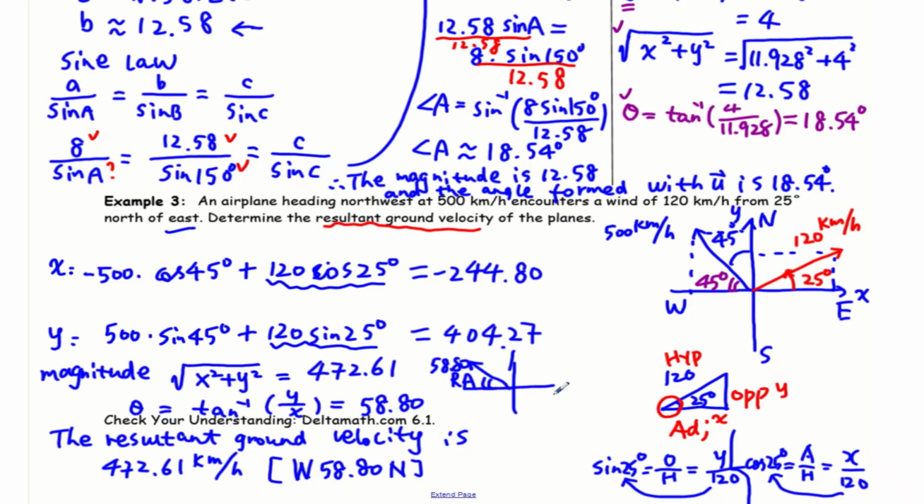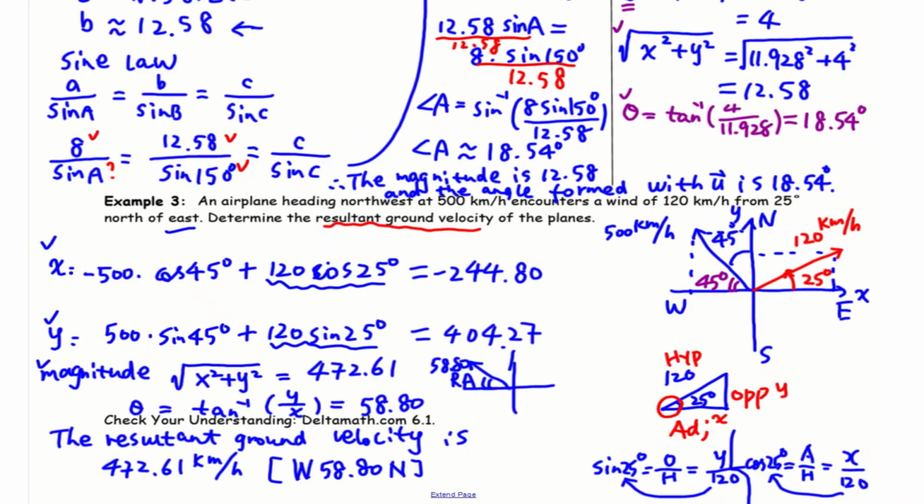So what we have done is find the x component and y component, then the hypotenuse from x squared plus y squared, square root. Then the angle is just opposite over adjacent. We find the related acute angle, and based on the signs of x and y, which quadrant it is in, we determine the direction.